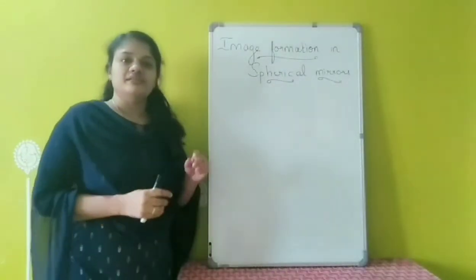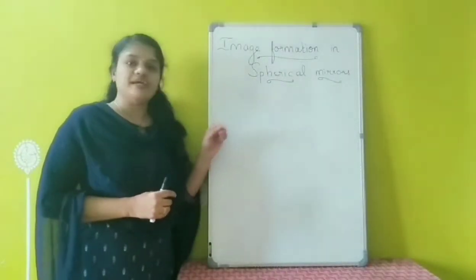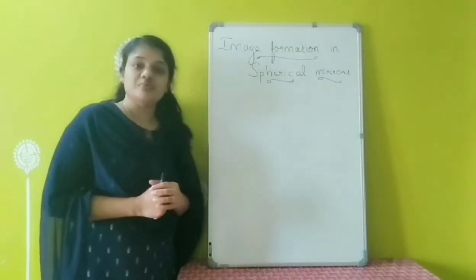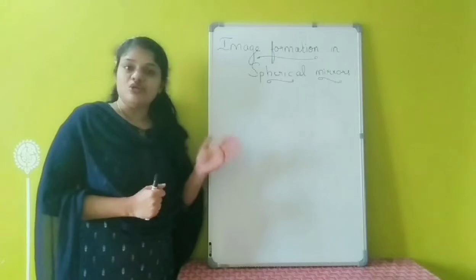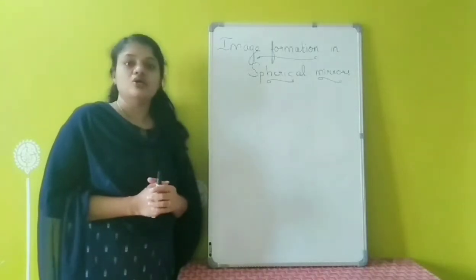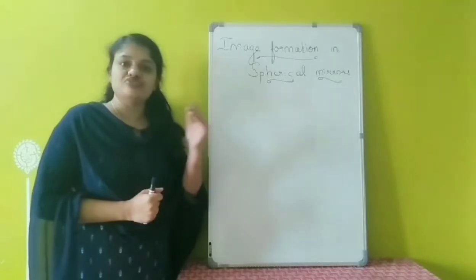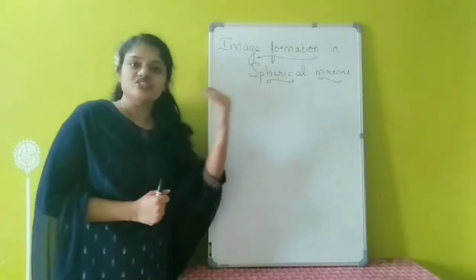Welcome children. In the last video we studied image formation in plane mirrors. Today we are dealing with image formation in spherical mirrors. And we know that there are two types of spherical mirrors, concave mirror and convex mirror. Whenever an object is in front of a spherical mirror, an image will be formed.